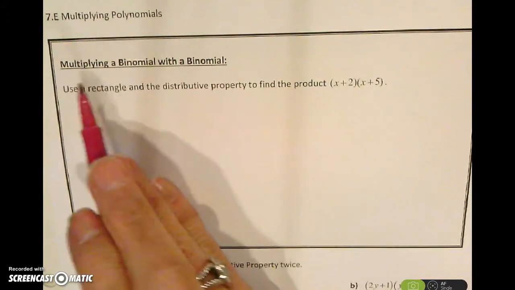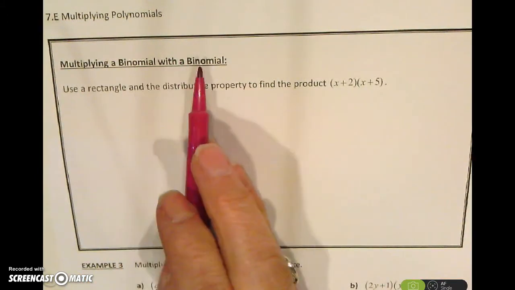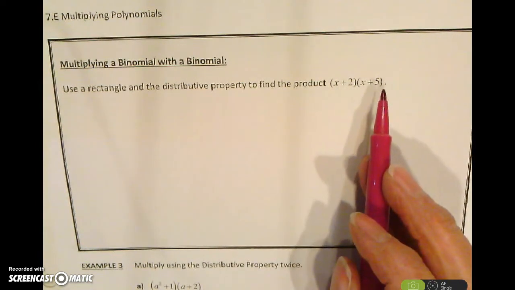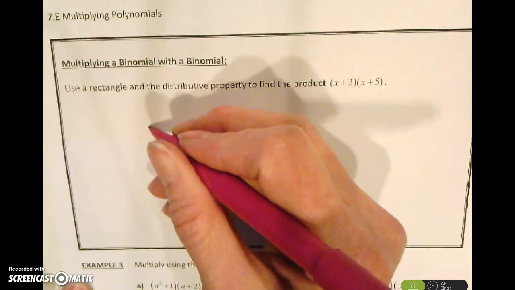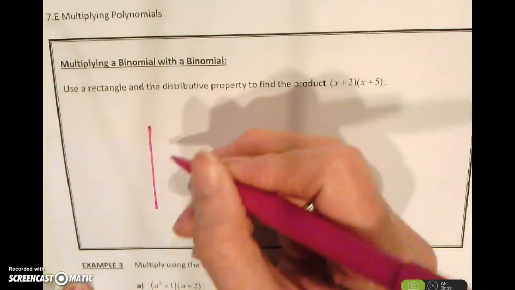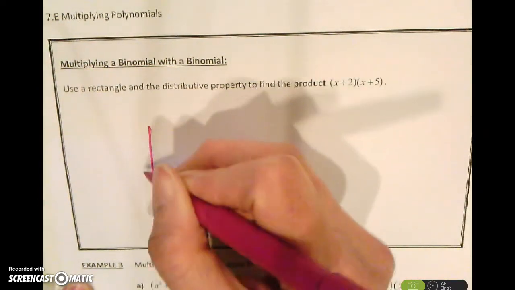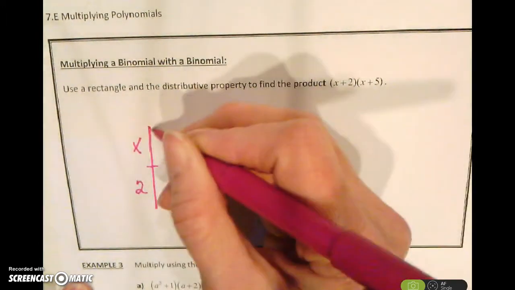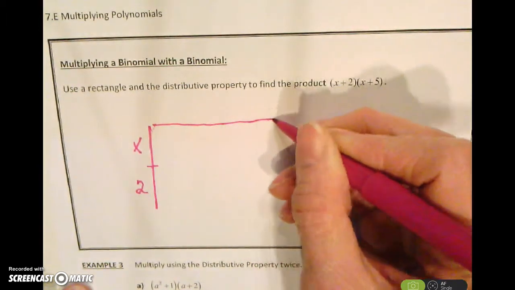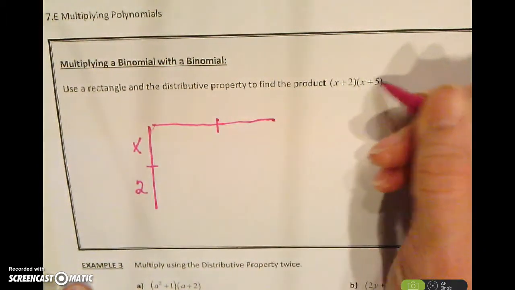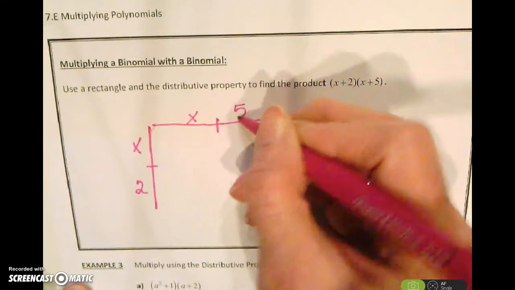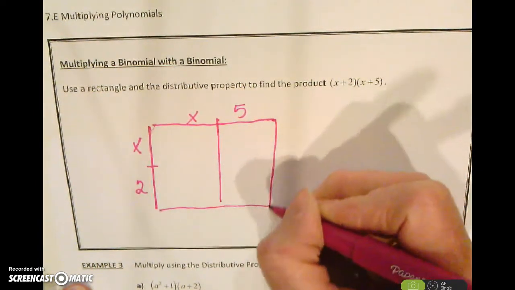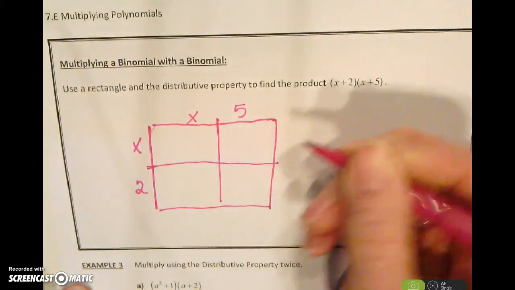Okay, so now let's look at multiplying a binomial with a binomial. For example, here x plus 2 times x plus 5. Now we're going to use a rectangle again to demonstrate it. So this time our length is going to be made up of x plus 2, and our width might be represented by x plus 5. So we'll draw a rectangle made up of those pieces.